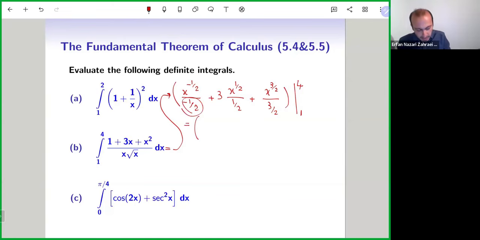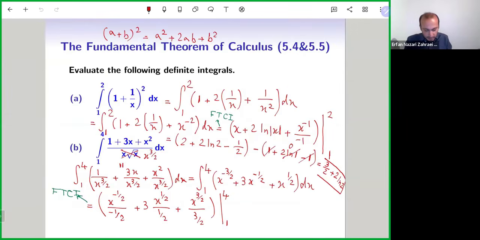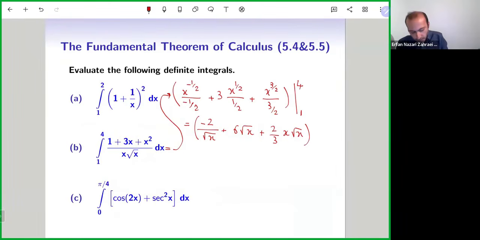So this is negative first, and then this 2 comes up. It's 2, and so it's negative 2. And this is root x in the denominator. Plus this 2 comes up and it becomes 6 root x. And this term it's 2 over 3 x root x. This is the same as x root x because basically that's the thing that I explained here. Okay, now I plug in 1 and 4 in this.